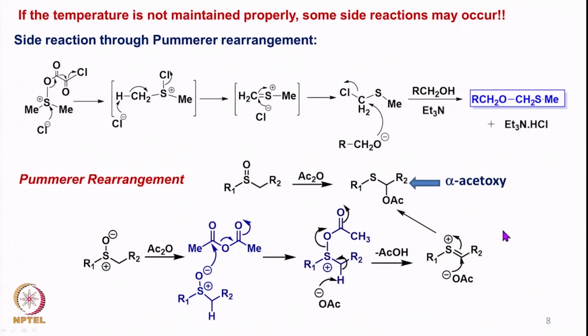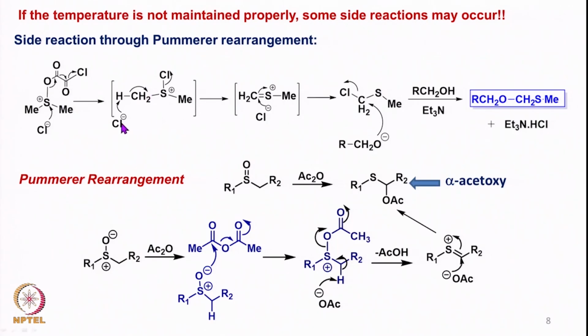Now, if the temperature is not maintained properly, then some side reactions may occur. The side reactions are through a rearrangement called the Pummerer rearrangement. Now, if you recall, this is the first intermediate that forms when DMSO reacts with oxalyl chloride, and then of course as we discussed, the chloride ion attacks onto the sulfur, and we get this intermediate, which is similar to the intermediate that Corey-Kim reported.